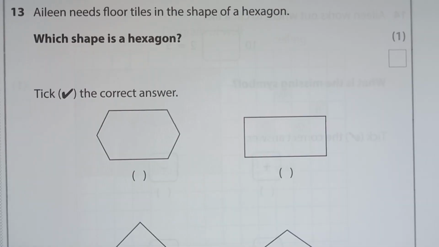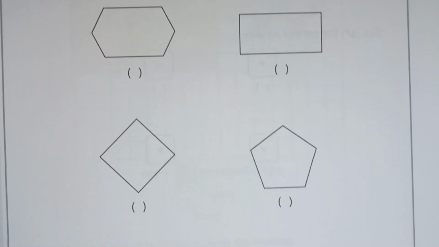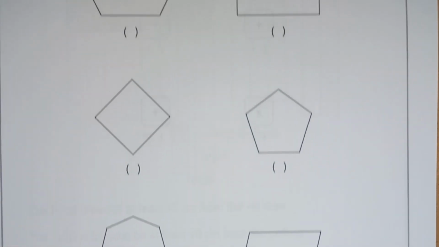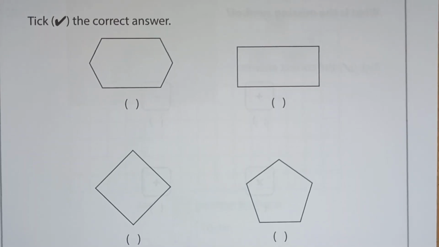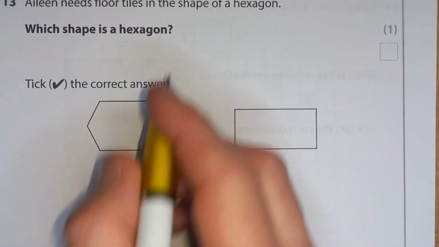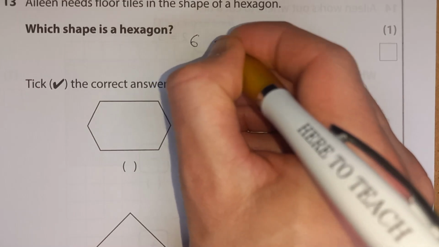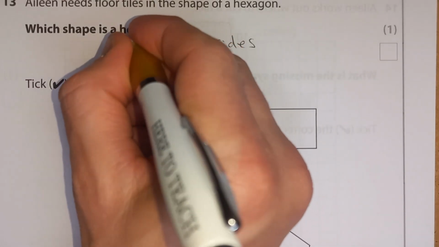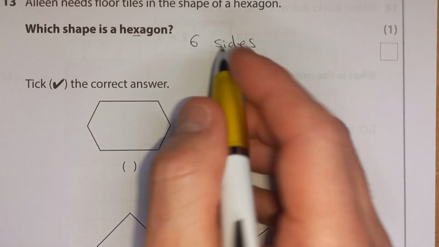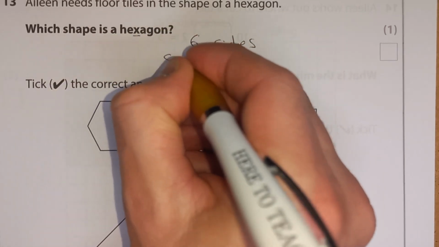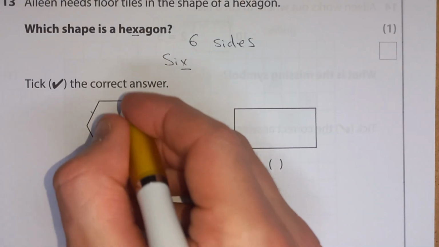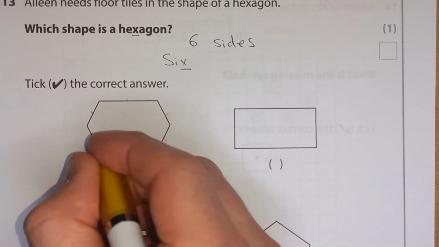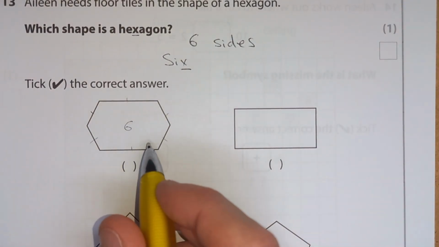Aileen needs floor tiles in the shape of a hexagon. Which shape is a hexagon? And we've got 6 to choose from. All right, first thing, we need to know what a hexagon is. Well, a hexagon means it's got 6 sides. I always think of the X. X in hex, X in 6. So we've got 1, 2, 3, 4, 5, 6. That's got 6 sides, so it could be that one.